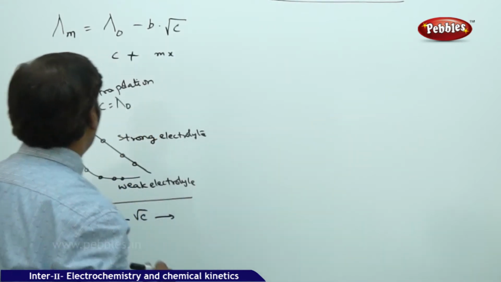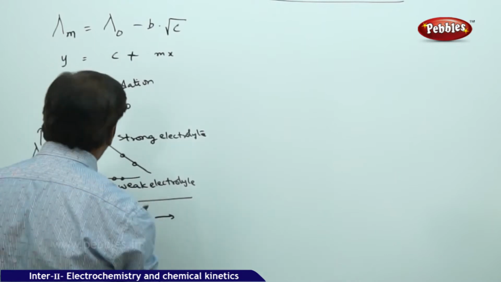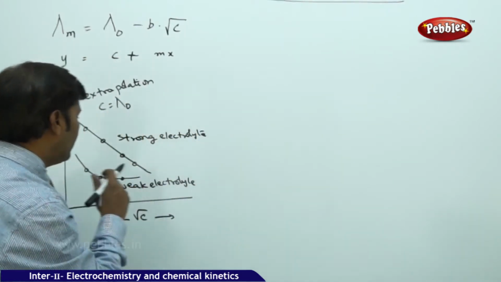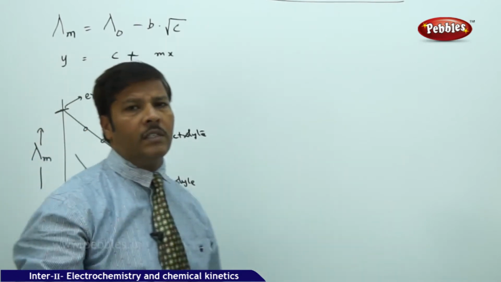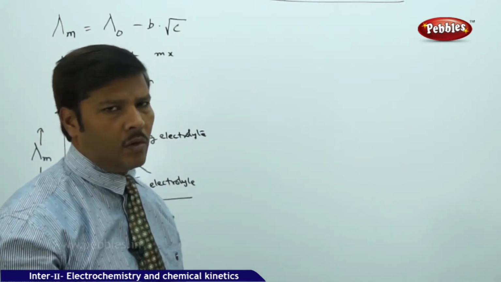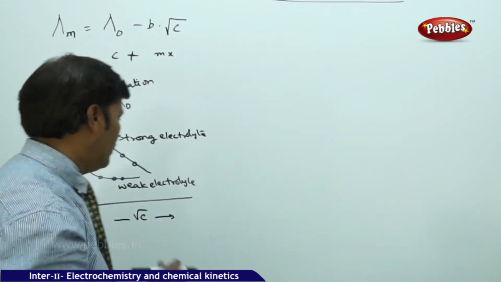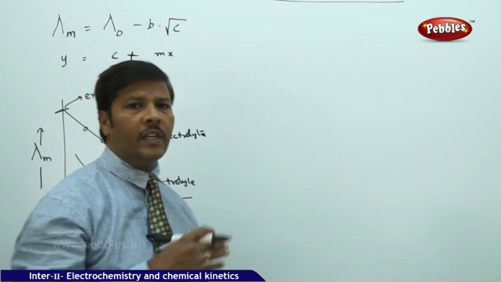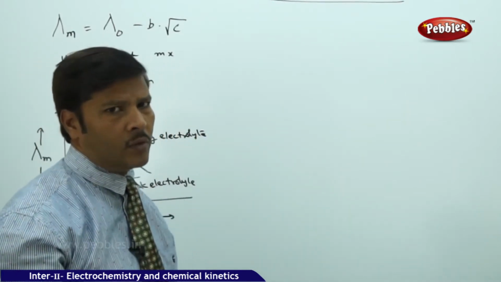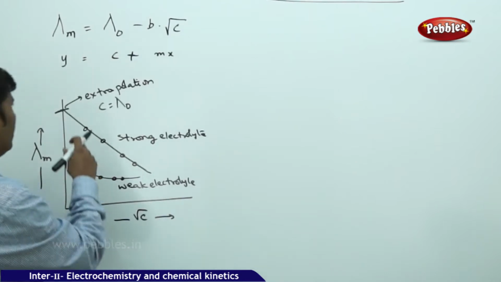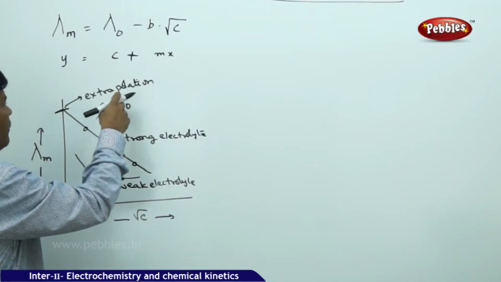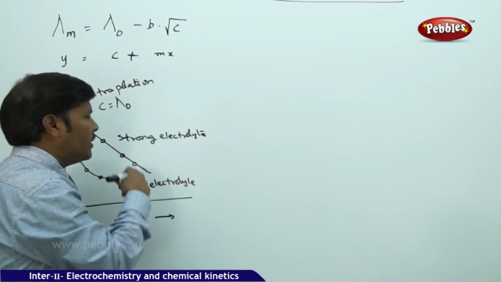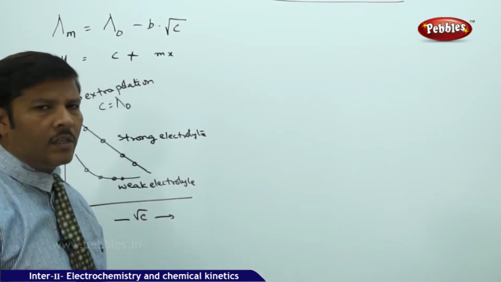It is because of this reason that the conductance of weak electrolytes is explained by Kohlrausch's law of independent migration of ions. With the Debye-Huckel-Onsager equation, the only advantage is that we can calculate the molar conductance for strong electrolytes by extrapolating the equivalent conductance at infinite dilution on the y-axis, and we can easily differentiate strong electrolytes from weak electrolytes.